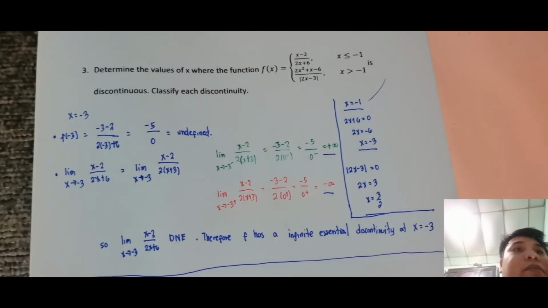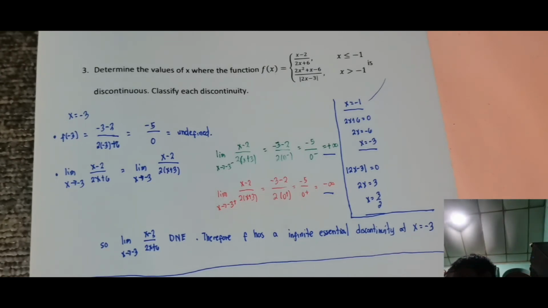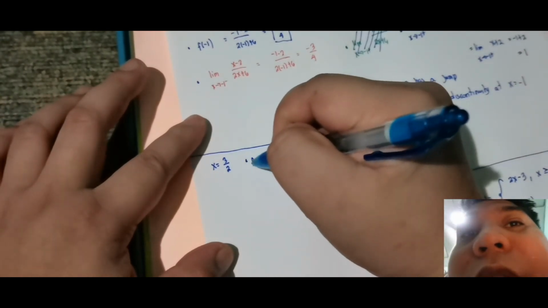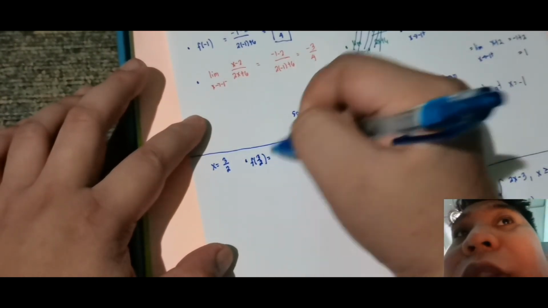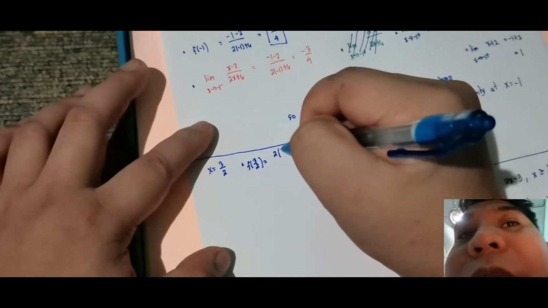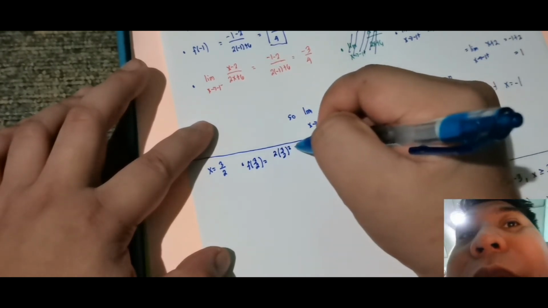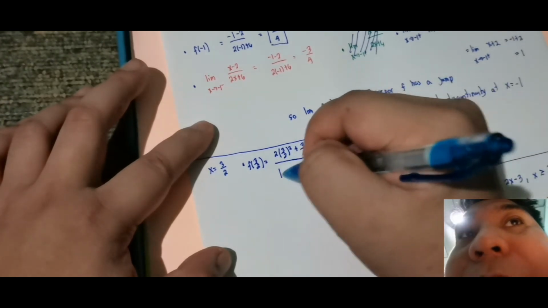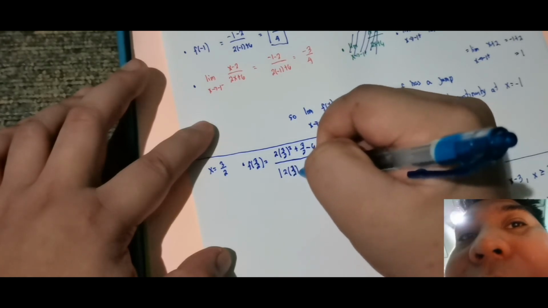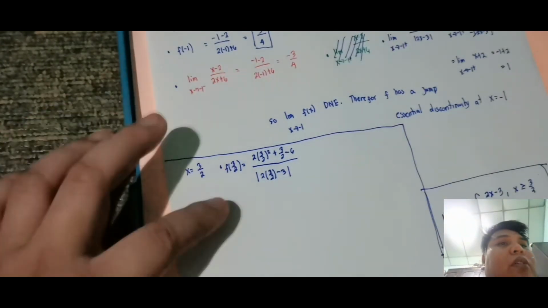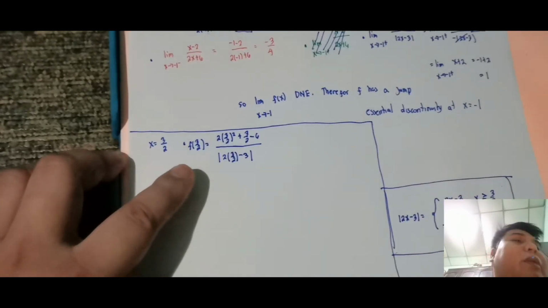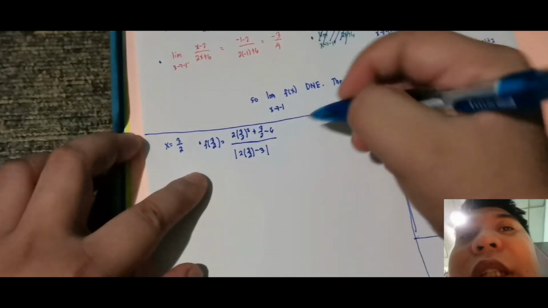Sir, possible dun sa baba. X is greater than negative 1. So, ayun yung gagawin natin. X is greater than negative 1. So, kunin is f of 3 over 2. So, this is equal sa 2 times 3 over 2 squared plus 3 over 2 minus 6, all over absolute value ng 2 times 3 over 2 minus 3. So, ang obvious yung ilalim, 2 times 3 over 2 is 3. 3 minus 3 is 0. Absolute value of 0 is 0. So, this is undefined.